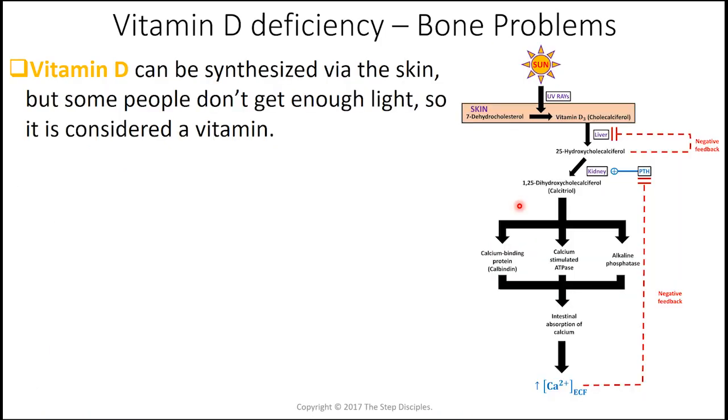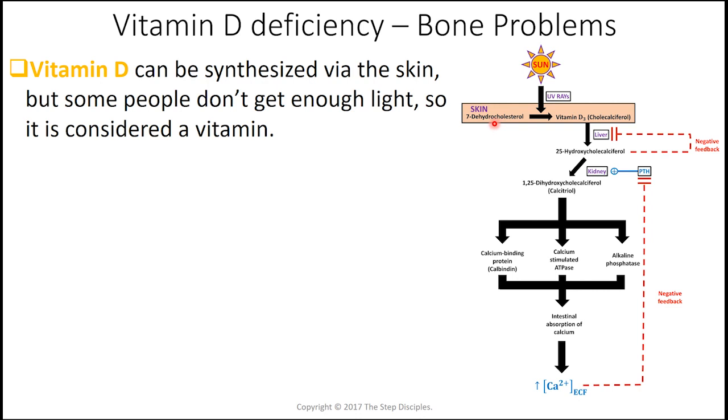We'll move on then from vitamin A to vitamin D. So with vitamin D deficiency, you have bone problems. Again, many of these, particularly vitamin D and some of the minerals that we're going to go through today, we're going to go through in more detail when we cover the physiology behind where they play their most significant roles. So I won't spend too much time on vitamin D. You probably know it already. Vitamin D can be synthesized via the skin, but some people don't get enough light, so it is considered a vitamin. So here is the endogenous pathway to produce vitamin D, ultimately vitamin D3.